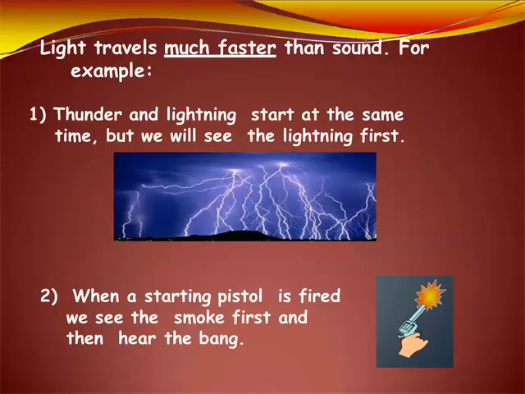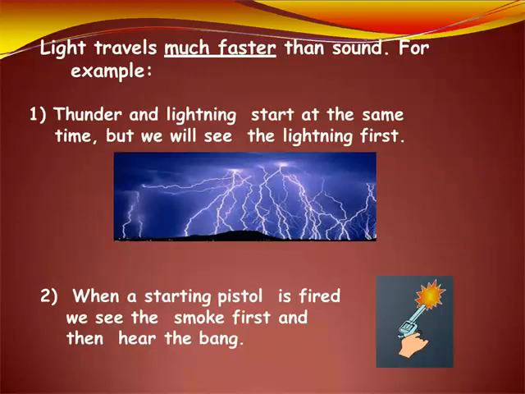As for example, let's have an example of thunder and lightning. Thunder and lightning start at the same time. And when do they usually occur? They usually occur during the monsoon or in the rainy season. So what happens at that time? First of all, we will see the light. Then we hear the sound. Okay, if you have clearly observed, you can imagine that or see that or feel that.